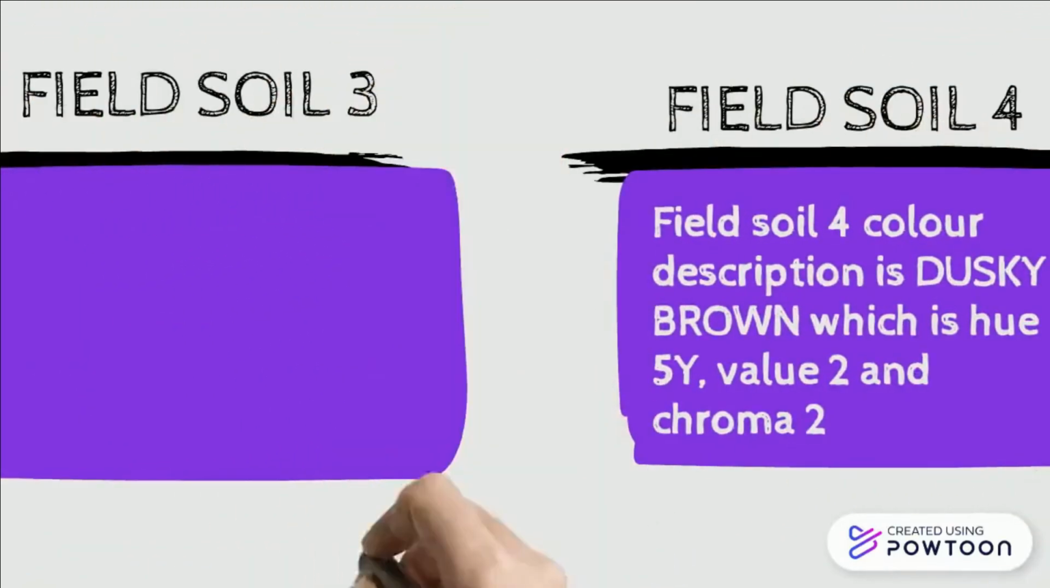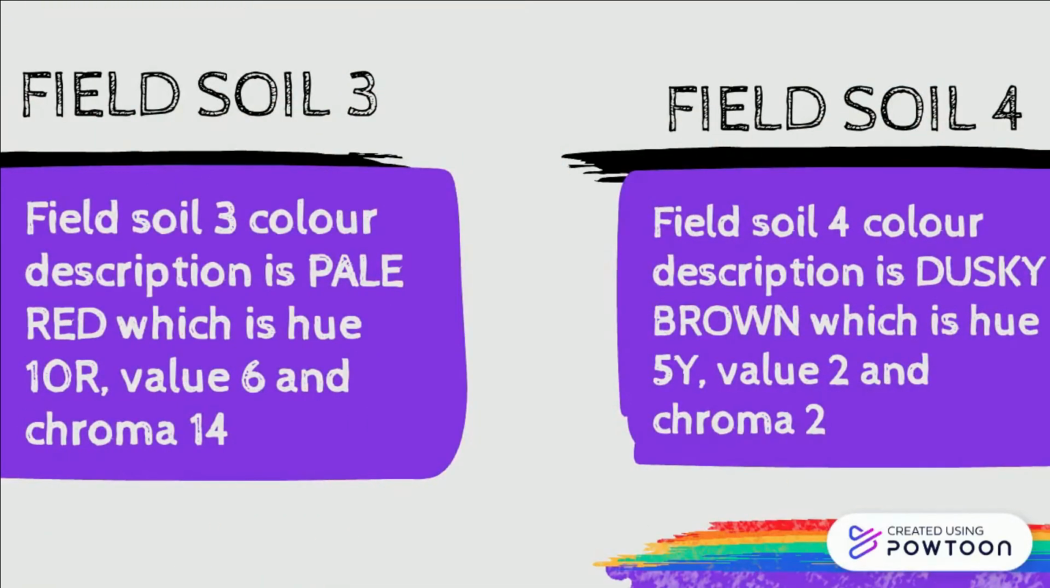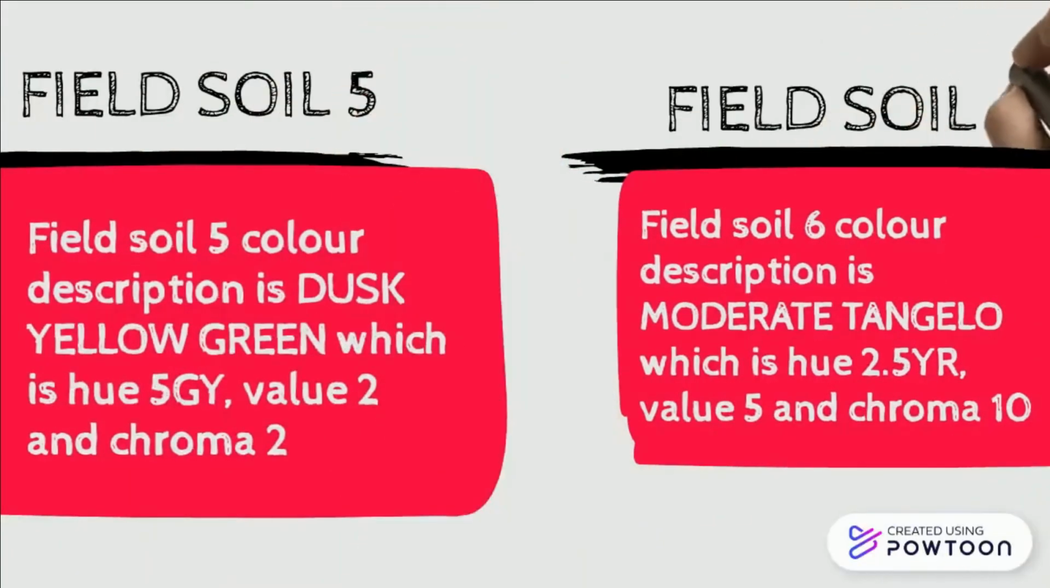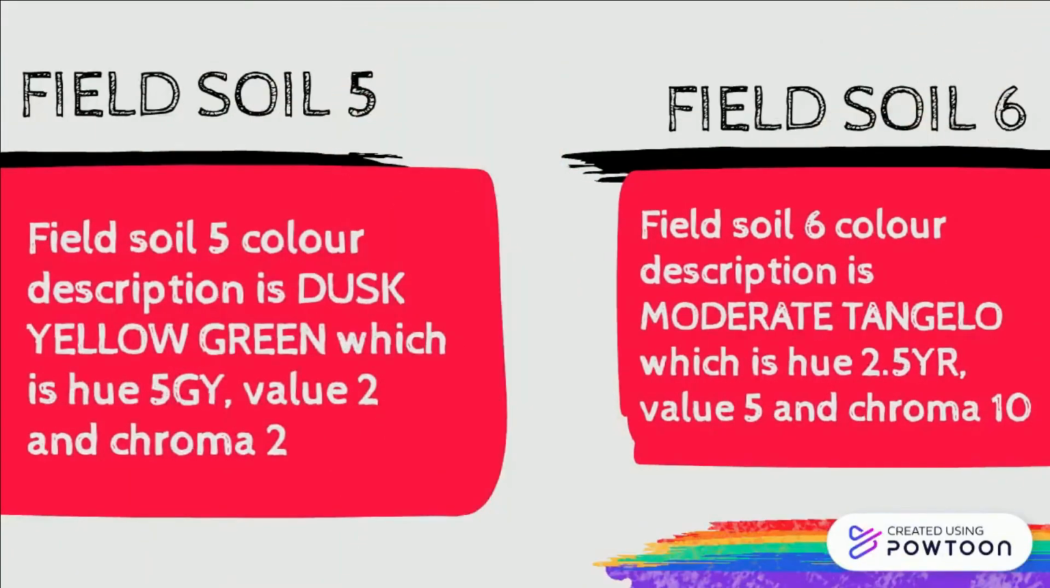Field soil 3 color description is pale red, which is hue 10R, value 6 and chroma 14. Field soil 4 color description is dusky brown, which is hue 5Y, value 2 and chroma 2. Soil 5 color description is dusky yellow green, which is hue 5GY, value 2 and chroma 2. Field soil 6 color description is moderate tan yellow, which is hue 2.5YR, value 5 and chroma 10.